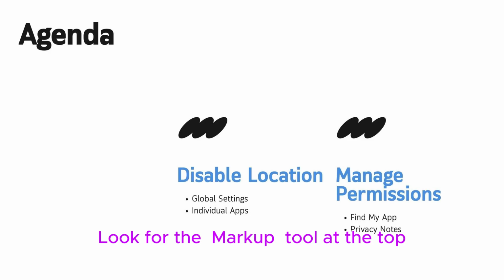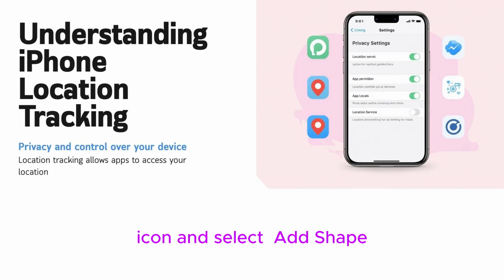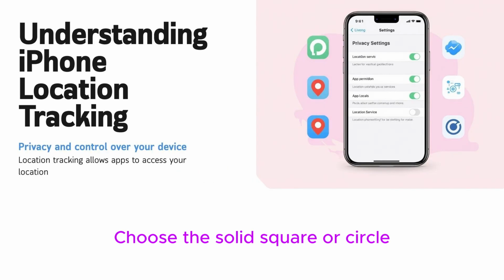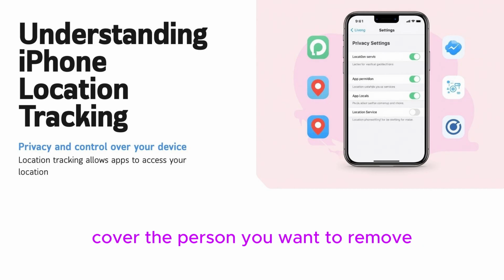Look for the markup tool at the top, which looks like a pen tip. Tap it. Now tap the plus icon and select Add Shape. Choose this solid square or circle. Drag and resize the shape to completely cover the person you want to remove.